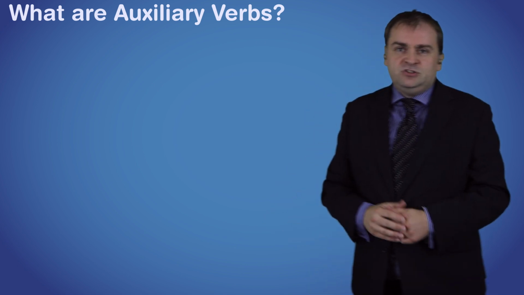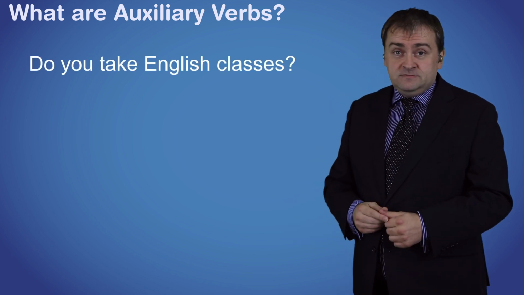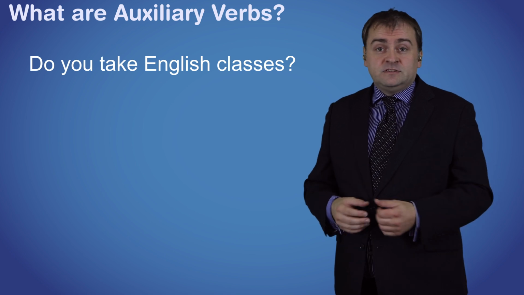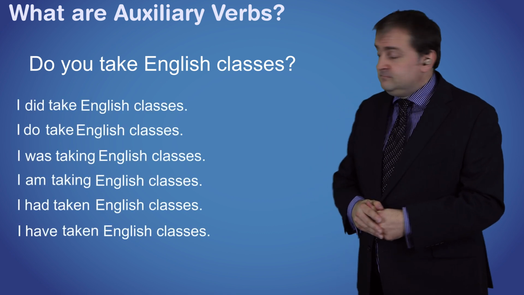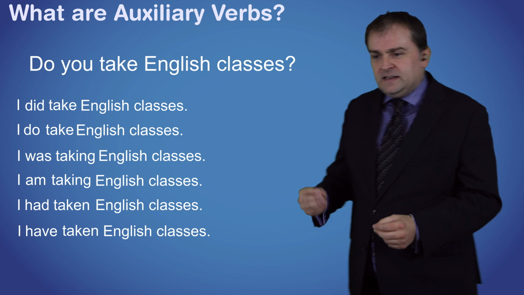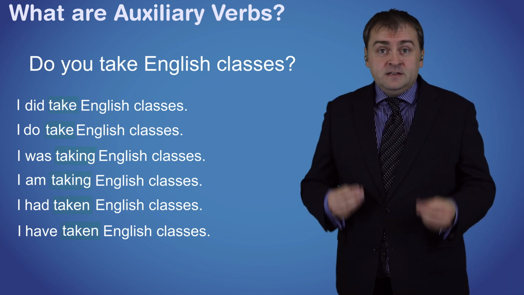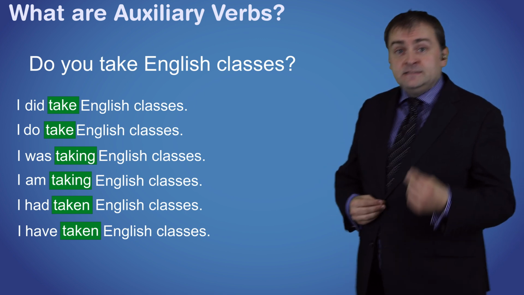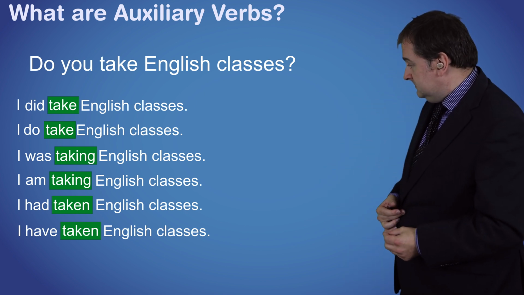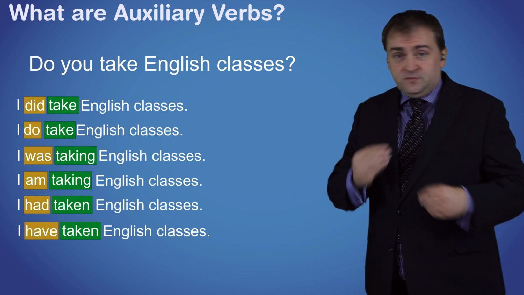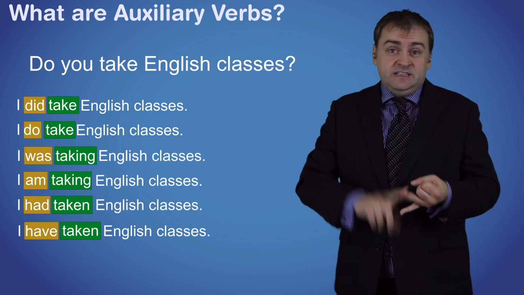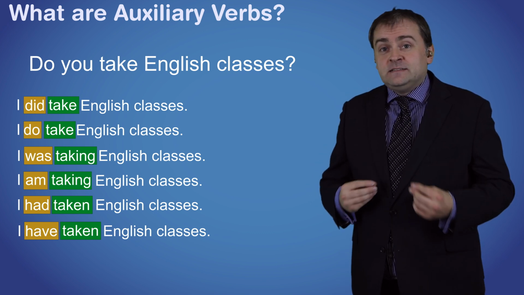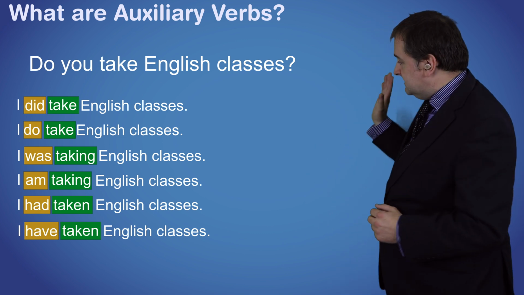Let's say someone asks you, do you take English classes? You could answer that in several different past and present tenses. Now, let's look at the pattern here. There are 3 different forms of the verb: take, taking, and taken. And there are lots of different auxiliary verbs: do, did, am, was, had, and have. But let's take away the main verb and the rest of the sentence for a moment.